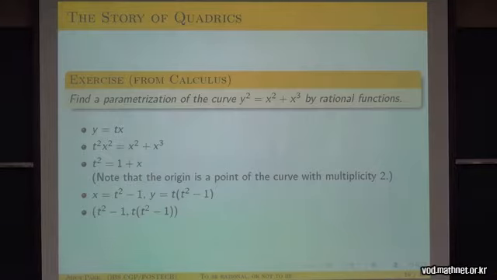I was very impressed when I was a calculus student, when my TA showed me this way. You see, this is the double point, so that's why in that way you can easily find this parameterization. So I was shocked. Oh, my TA must be a genius. But later I realized he learned this from some book.